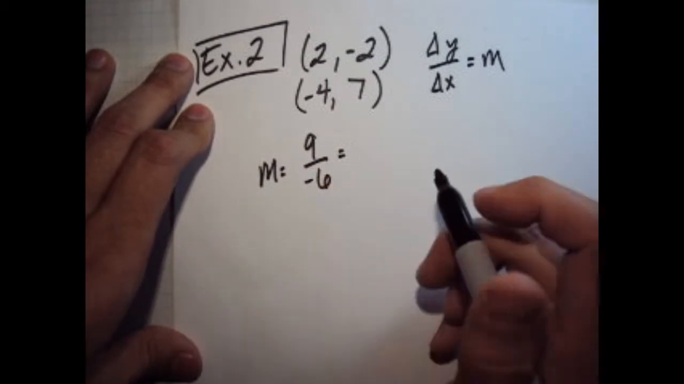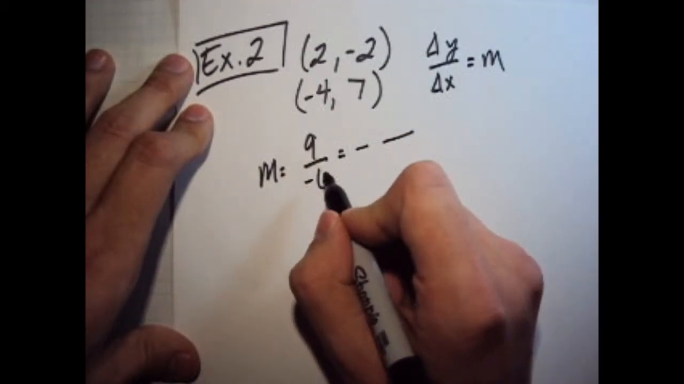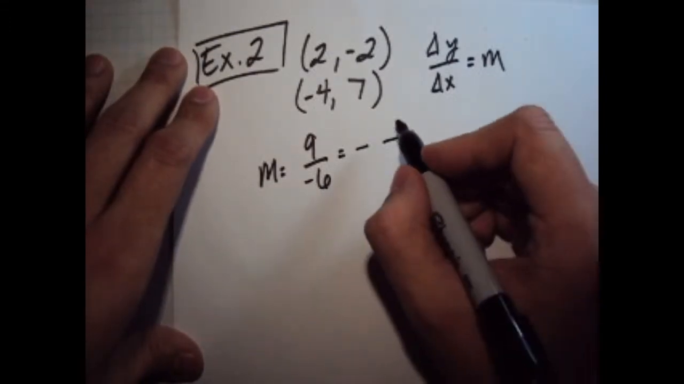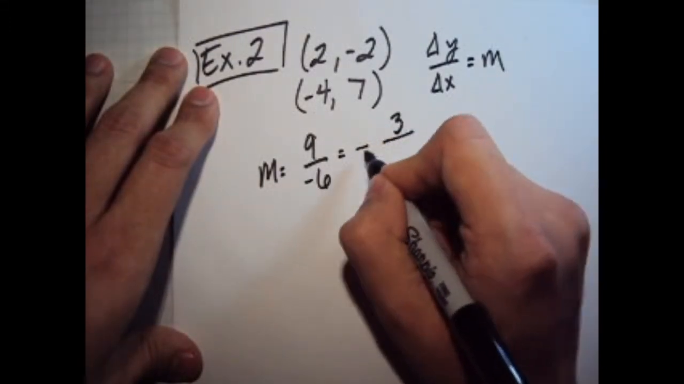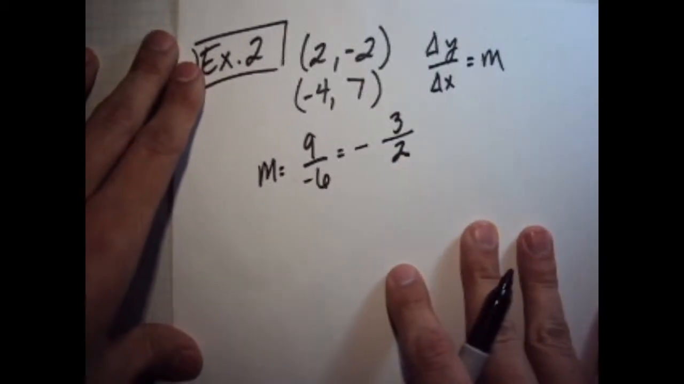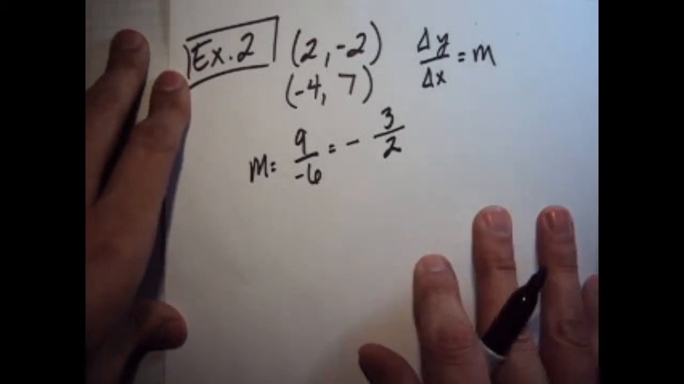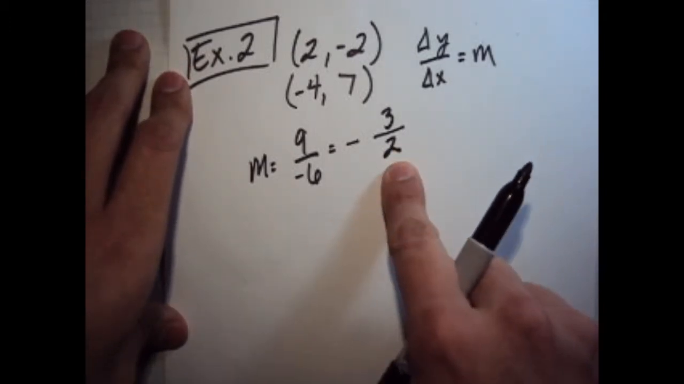This is a fraction that's going to reduce. I'm going to bring the minus sign out front. And both of these are divisible by 3. Now, if we divide 9 by 3, we get 3. We divide 6 by 3, we get 2. Some students might want to say that's negative 1.5. And I would say you're correct, but I'm going to leave it like this.